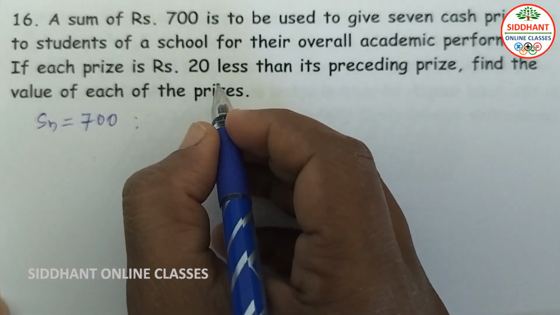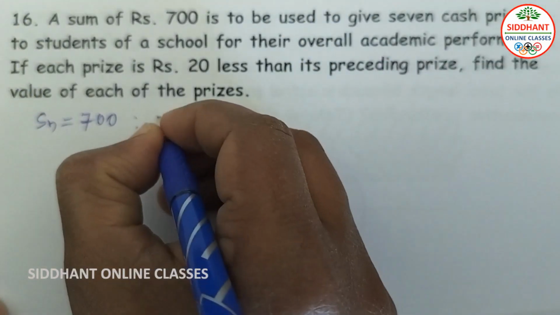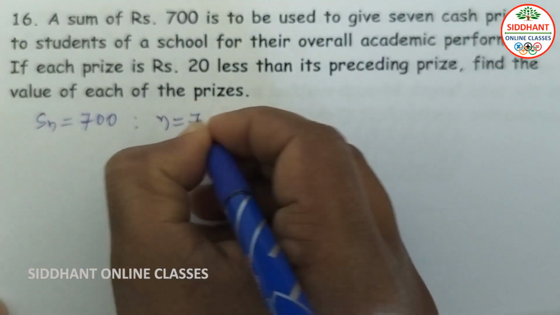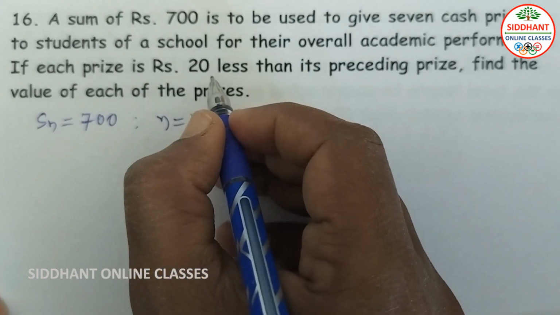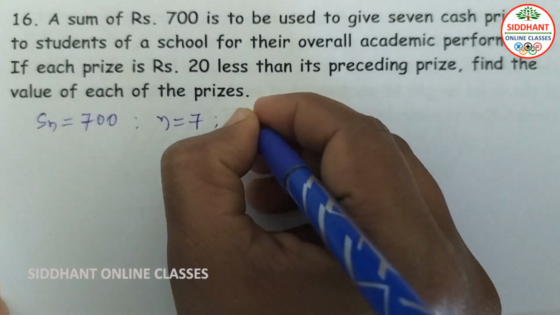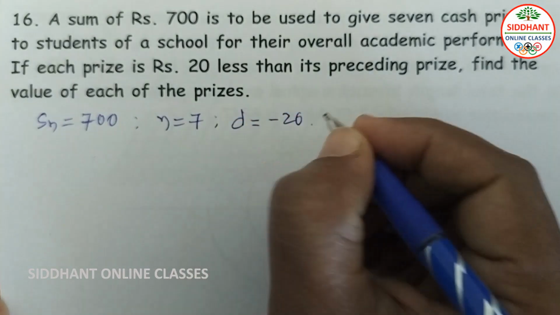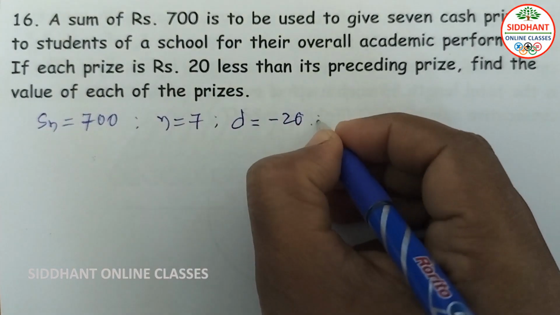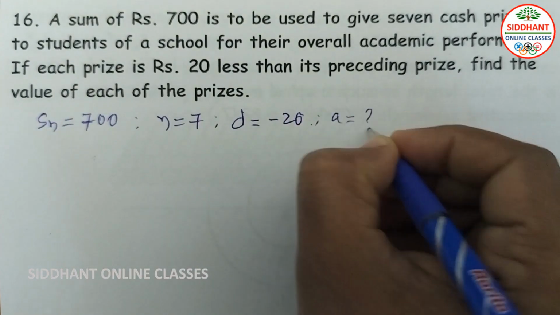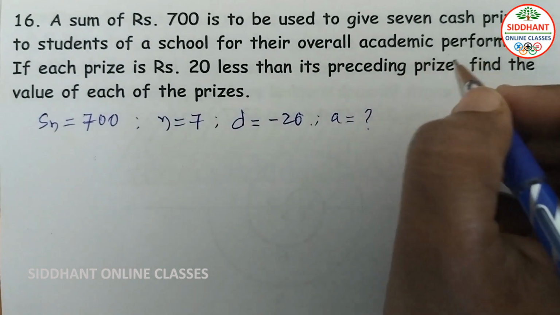and given 7 cash prizes, that means n value is 7 here, and the difference is 20 rupees less than its preceding. That means here d is minus 20 here, and we are going to find out a here. After that we are going to find out the 7 cash prizes.